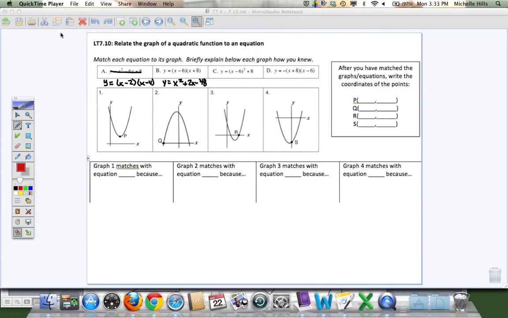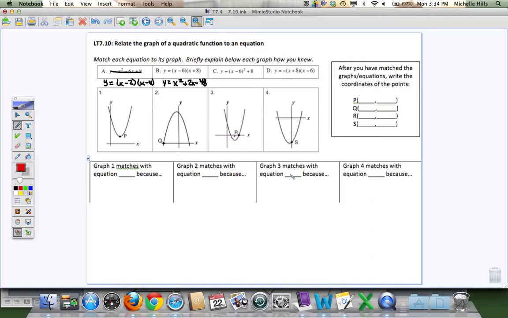This is actually very closely related to learning target 7.4. When I see an equation like this, I know this parabola is going to open up because the coefficient of x squared is positive. So I already know this has to be 1, 3, or 4. Because it is in intercept form, I know it's going to cross the x-axis at positive 2 and at positive 4. So I'm looking for a parabola that opens up and crosses the x-axis at positive 2 and positive 4, and the only one that could fit that description is 3.